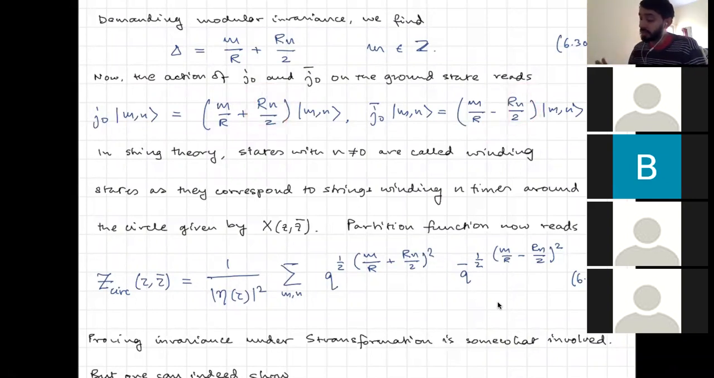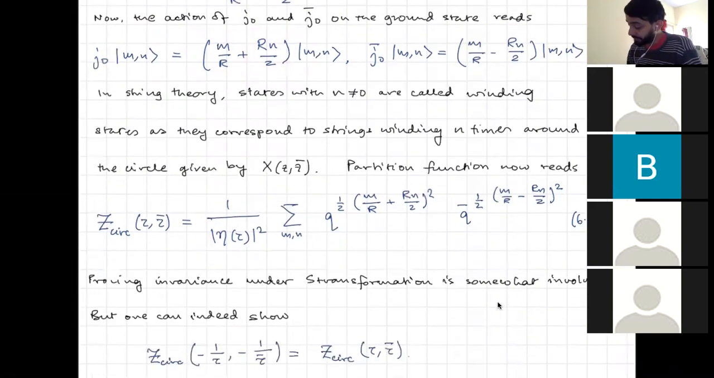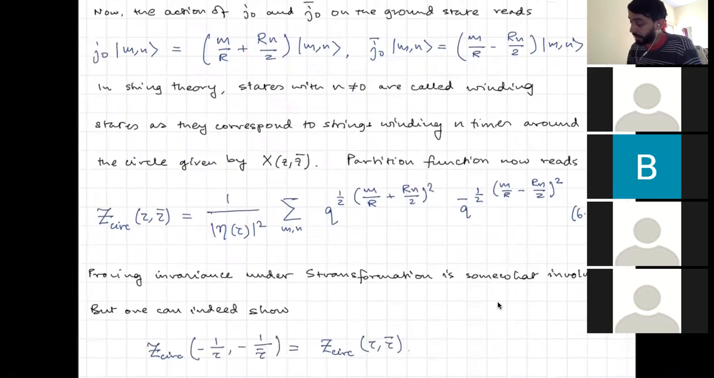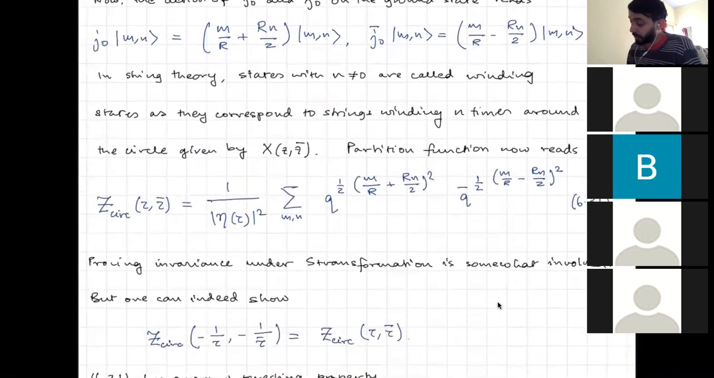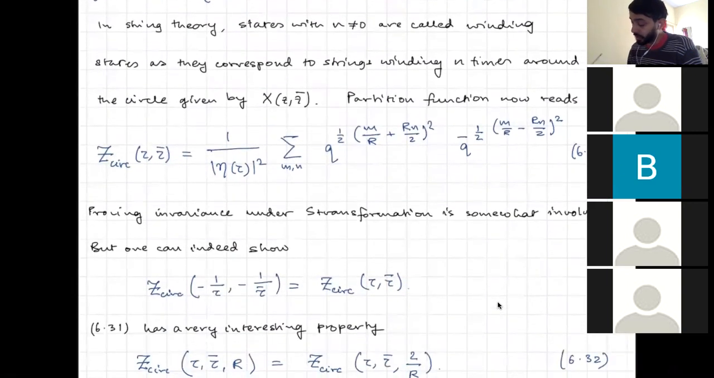You can think of these things in string theory. These are states which correspond to strings winding around this particular compact direction. So that's that. You can now plug those in, and this is something we didn't show, but you can show that it's actually invariant under S transformations as well.